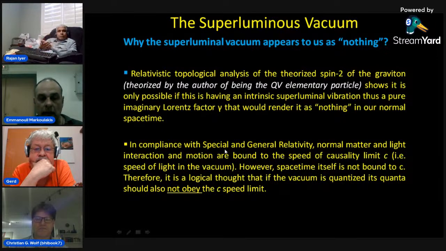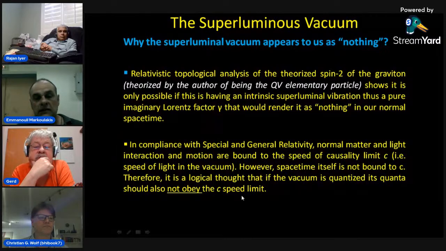Also, in compliance with special and general relativity, normal matter and light interaction and motion are bound to the speed of causality limit c, the speed of light in the vacuum. However, space-time itself is not bound to c. Therefore, it is a logical thought that in the vacuum, if the vacuum is quantized, its quanta could also not obey the c speed limit.